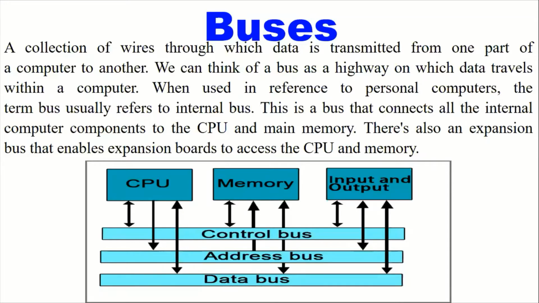We can see in this diagram that there is a CPU, memory unit, input output unit, and all these parts are connected with our buses. And there are different types of buses: control bus, address bus, and data bus.